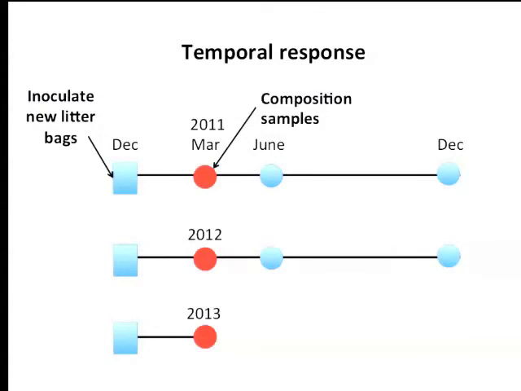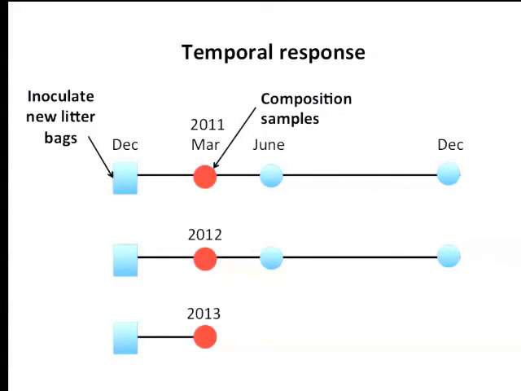So the data I showed you were from the first year of our experiment, where we inoculated new litter bags in December. That's the beginning of our rainy season. We picked up those litter bags in March and June again, and then the experiment ended in November or December at the end of the dry season.